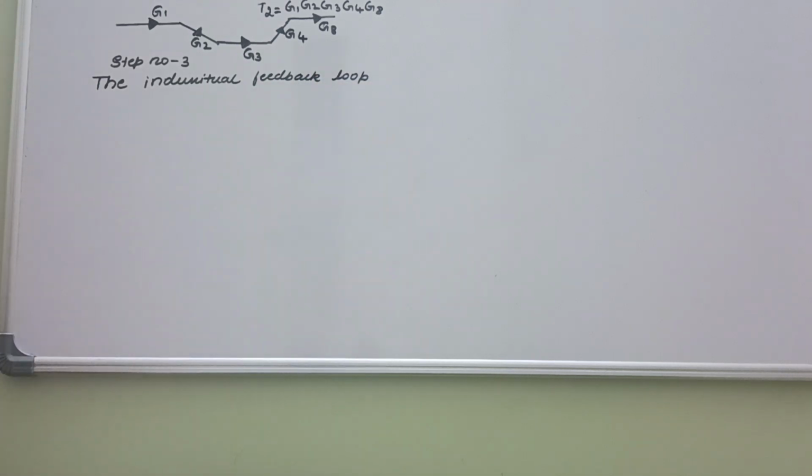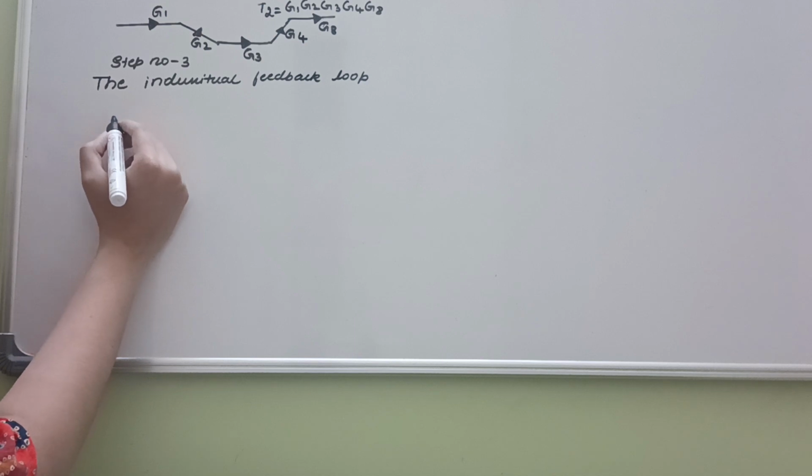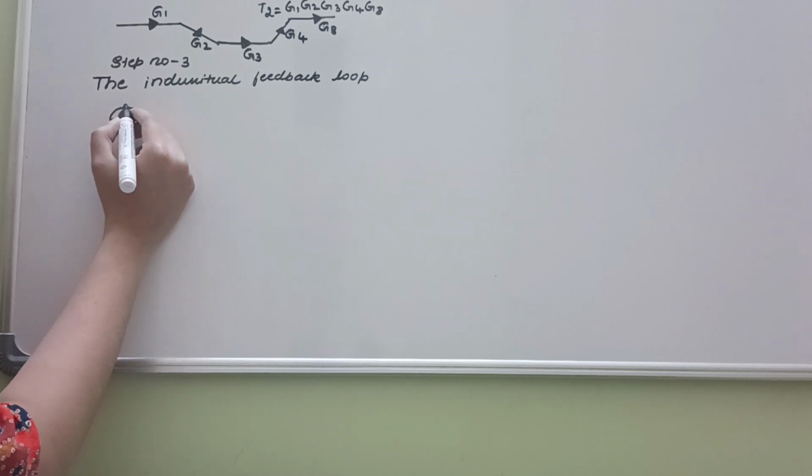It has individual feedback loops. How many? It has 2 feedback loops. That is nothing but what? It has G6 and H6, right? I can't show the diagram now, it's difficult, so please bear with this. Say G6 and H6.